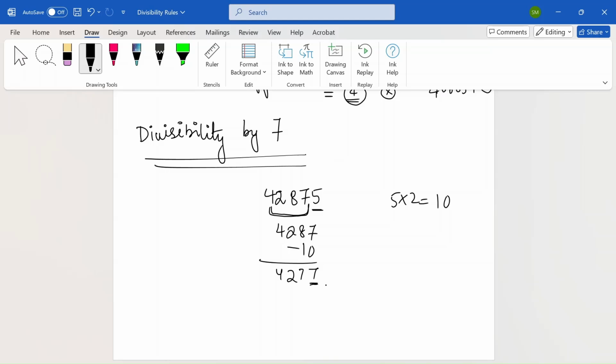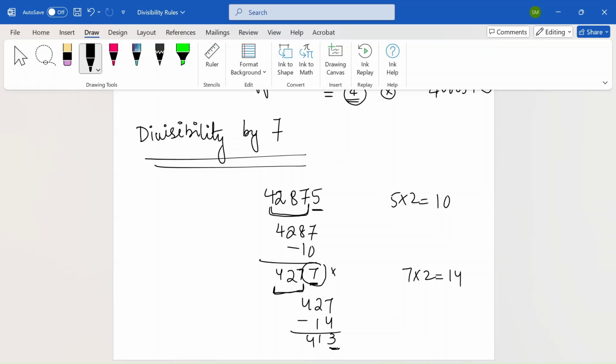Okay. Now, repeat this process. Double the last digit, 7. So, double it. 7 twos are 14. And subtract from the remaining number. Remaining number is 427. Do not include this one. Just the remaining number. So, subtract from the remaining number. 7 minus 4, 3. 4, 1, 3.